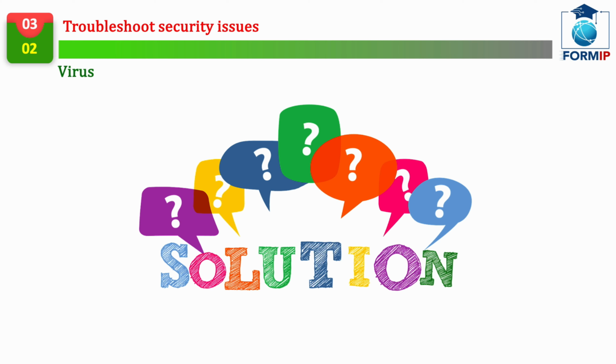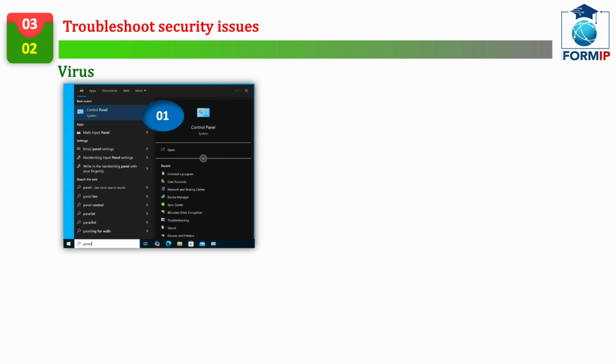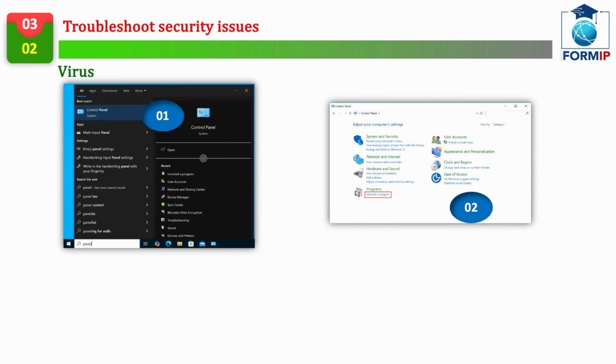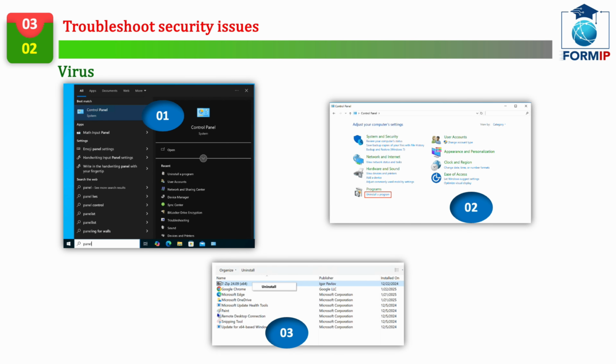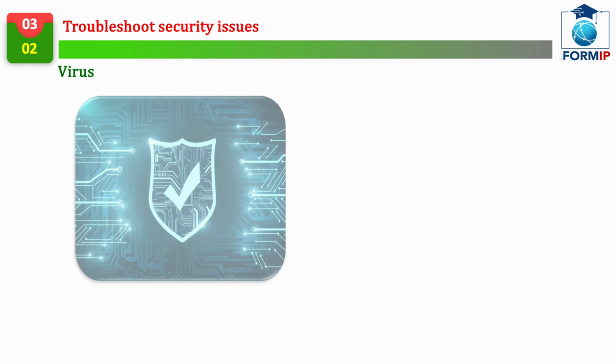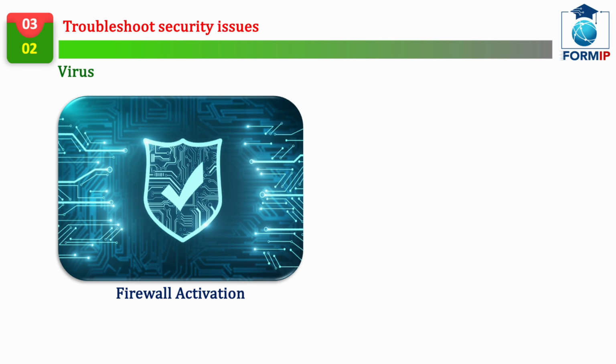First, you need to uninstall the malicious program. Start by going to the Control Panel. Then, click Uninstall a program. And all you have to do is find the application that is causing the problem and uninstall it. After uninstalling the program that is causing you problems, you should check that your firewall is enabled for your system.